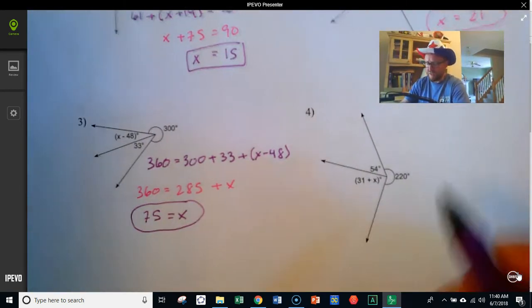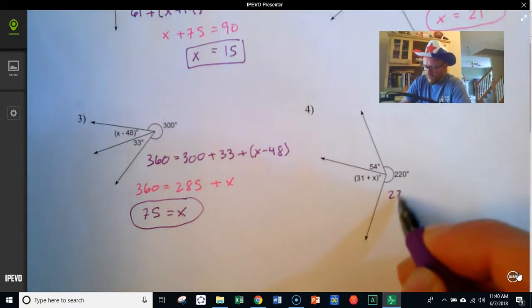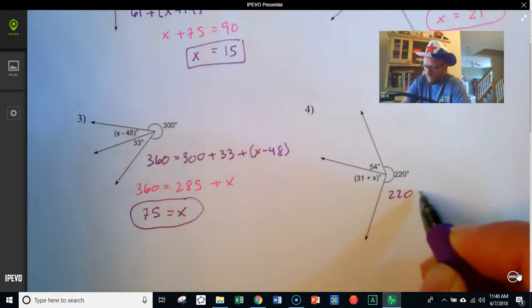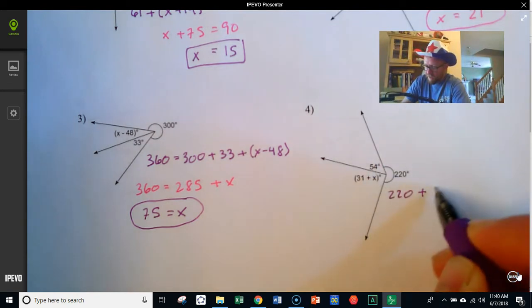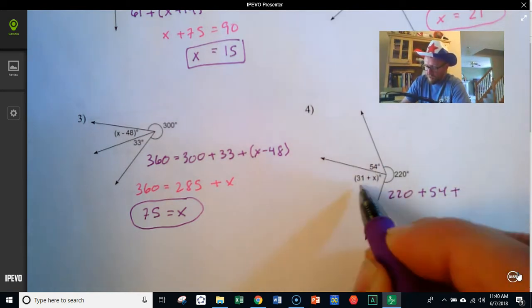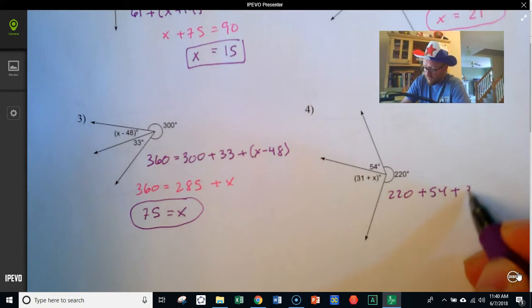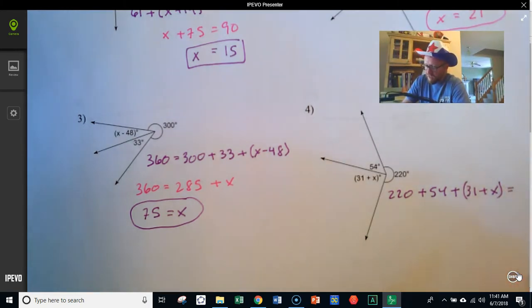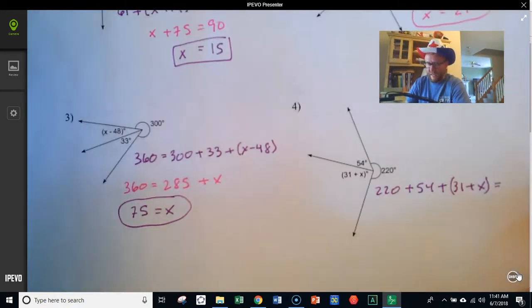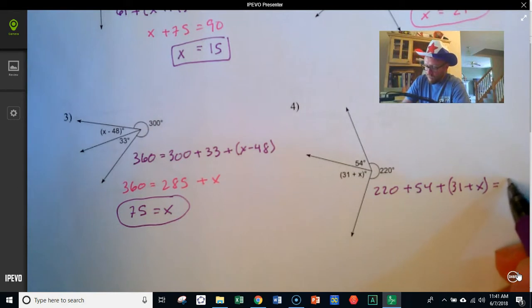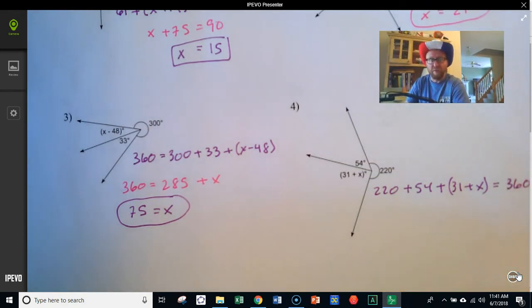Okay. So here's a similar deal. This 220 plus this 54 plus the 31 plus x. And I'm putting that in parentheses just to kind of make it more visually appealing, I guess. All added together would be the whole circle, and that's 360 degrees.